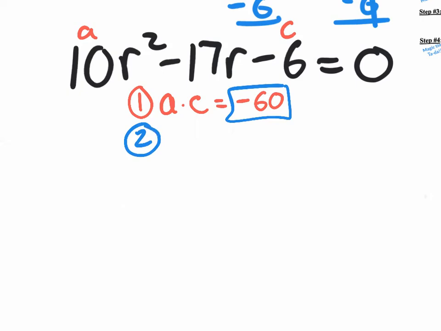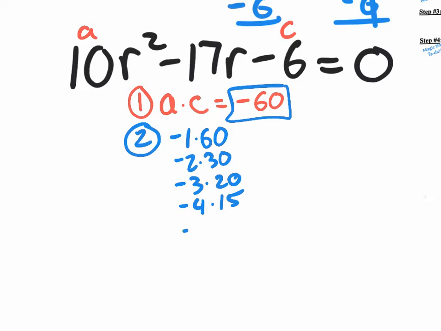Step 2, let's make a list. How could I get negative 60? Negative 1 times 60, negative 2 times 30, negative 3 times 20, negative 4 times, I think it's 15, but if you don't know, on your calculator, do 60 divided by 4 and you'll get the answer 15. That way you could make this list, even if you don't know all your multiplication tables, use a calculator. Negative 5 times 12, negative 6 times 10, and that's about it.